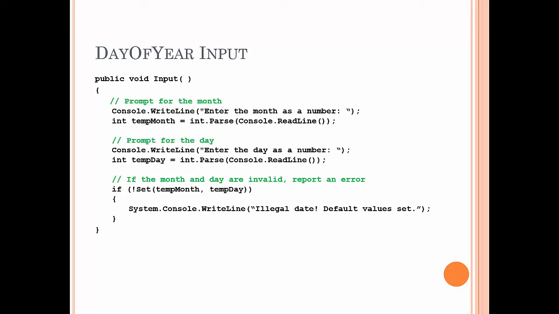Here we ask the user for the month, read it in and store it, ask for the day, read it in and store it, and then rely on the set method to accurately detect any errors in the month or day, and since we are already using the console, we go ahead and report the error here.